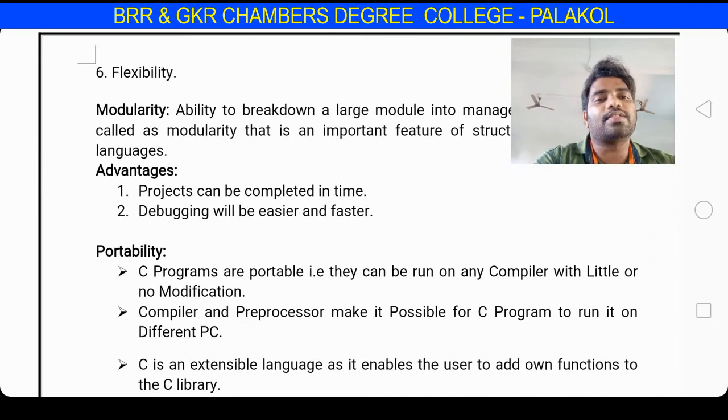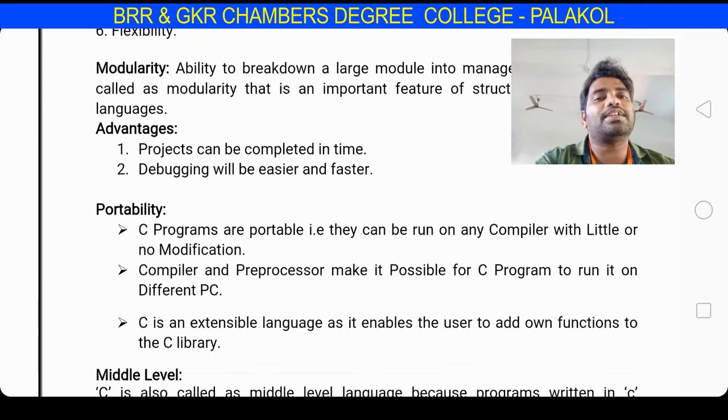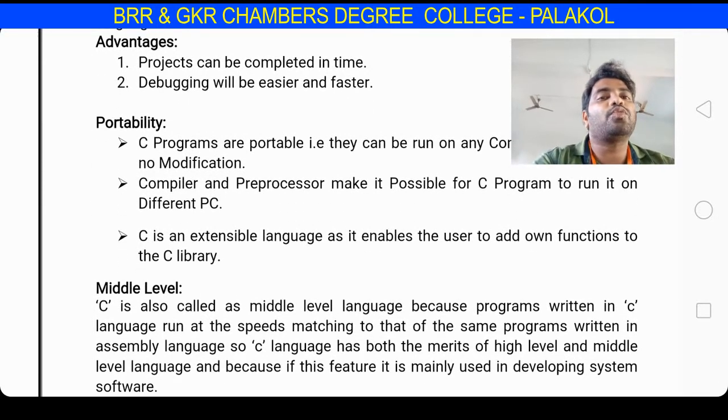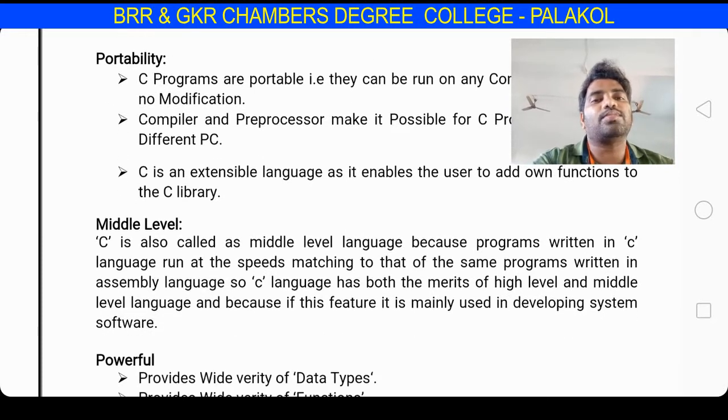C is an extensible language; users can add their own functions to the C library. Middle-level language: C is also called a middle-level language, because a program written in C runs at a speed that matches the same program written in assembly language. C has both high-level and middle-level language features, mainly developed for system software.